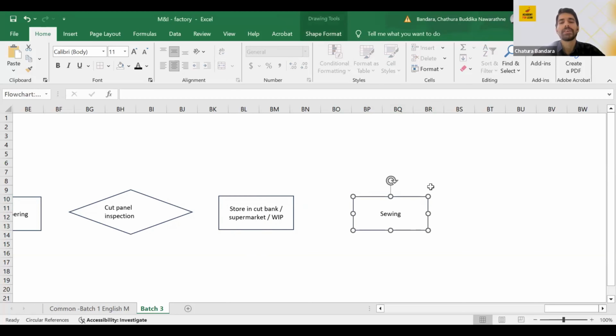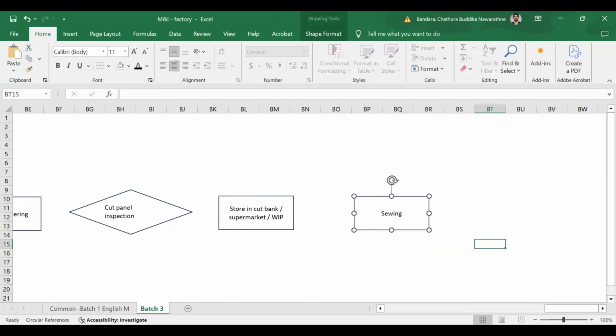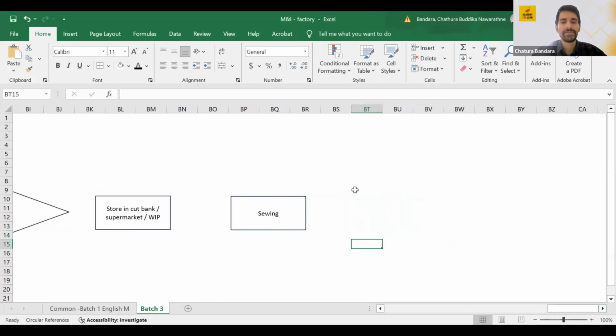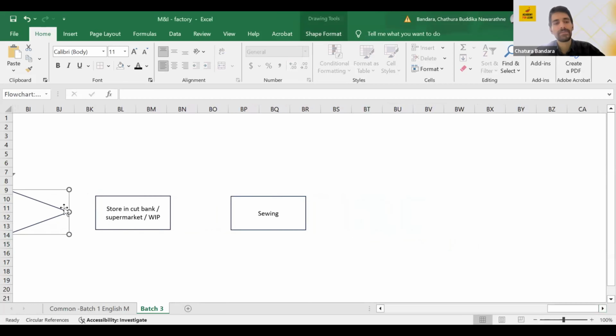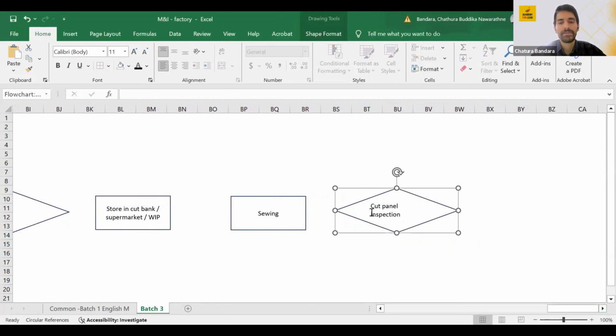So I'm asking another question. Before sewing, no process, right? No process, no verification, nothing goes to sewing. Yes. Okay, right. After sewing? Is it quality conforming checking?